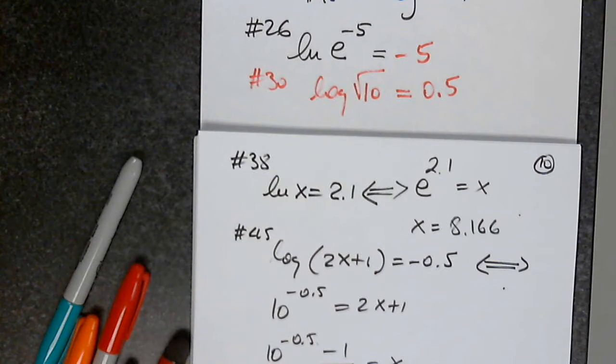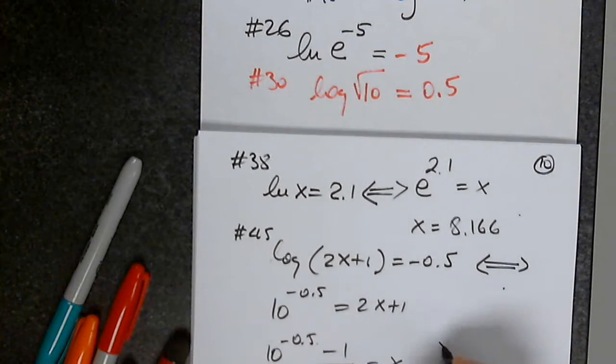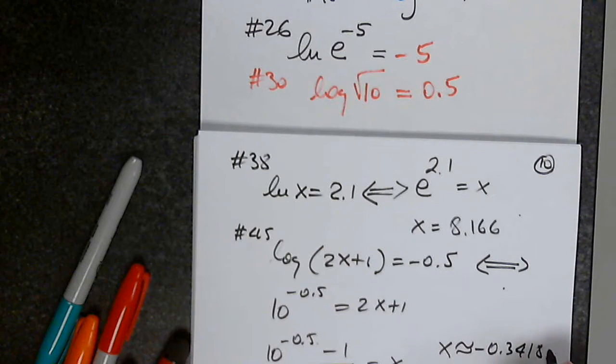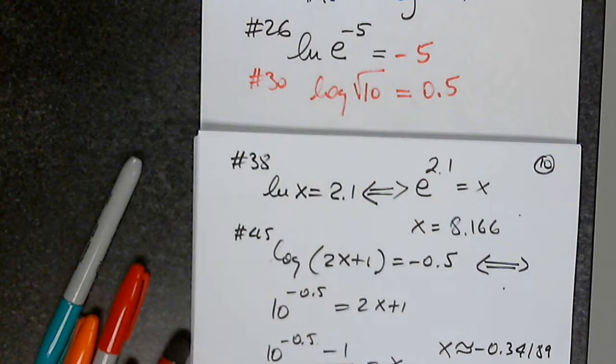Negative 0.34188, approximately negative 0.34189 if you want. Yeah, how come when we put that in the calculator, we had to put the negative 0.5 in parentheses as well? Because it's a power. I recommend it. Yes, I recommend it with the power.